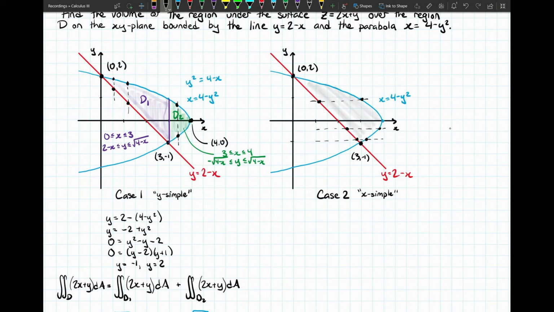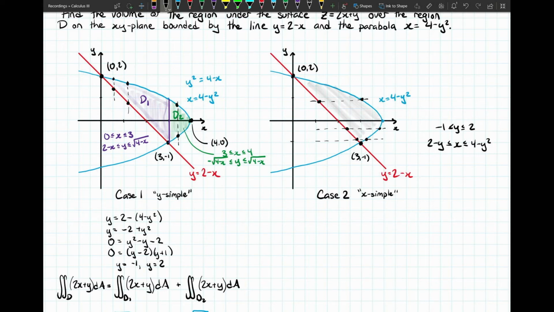We can say that this region has y values ranging from -1 up to 2, and at every given value of y, our x values will always range from the red function on the left to the blue function on the right. However, our red function here is of the form y equals g of x. We still need to solve for x, but luckily this is a linear equation. x is simply equal to 2 minus y. So our boundaries on x range from 2 minus y up to 4 minus y squared.